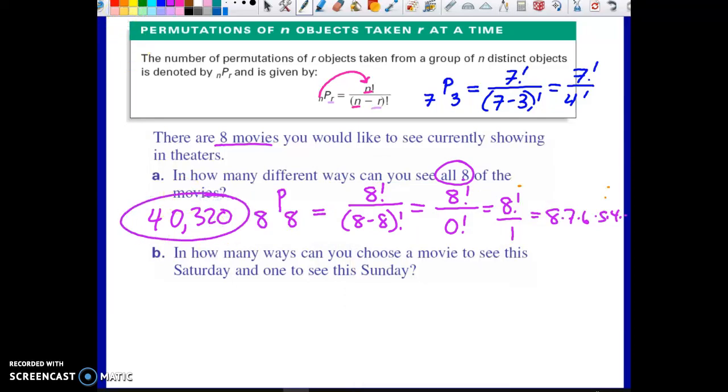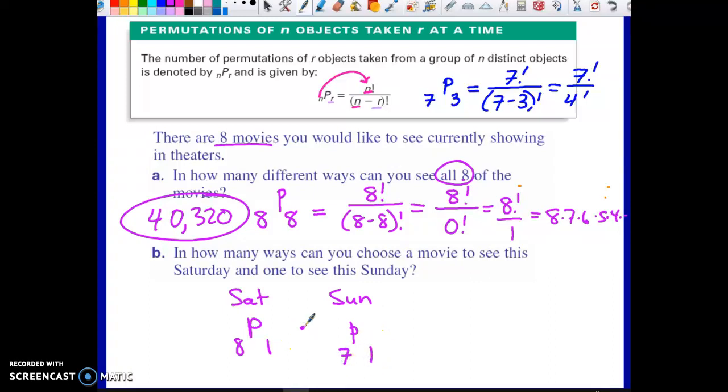Okay, now we're going to want to find out how many ways you can choose to see a movie this Saturday and 1 to see this Sunday. So I only want to see 1 on each of these days. Now on Saturday, let's just talk about Saturday. How many do I have to choose from if I haven't seen any of them? I have 8 movies to choose from, and how many do I want to see that day? Just 1. Now Sunday, I go to see another movie, but I've already watched 1, so how many are there left? 7, and I only want to see 1 on Sunday.